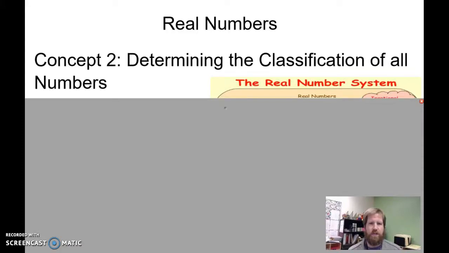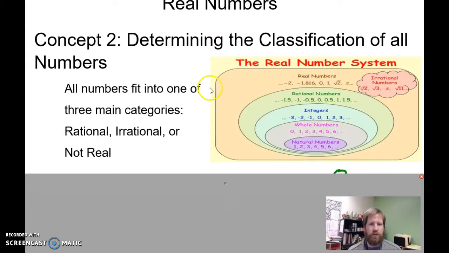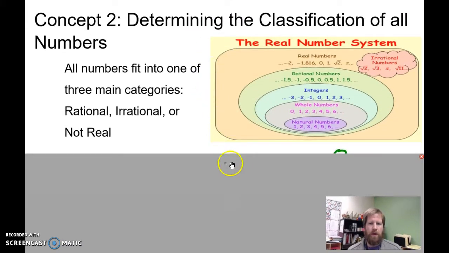Concept 2, determining the classification of all numbers. I know that last video is pretty long, so I'll try and keep this one short. You will be asked to basically fit any number into one of 3 categories: rational, irrational, or not real. Okay, and this not real is the same as imaginary from the last video.